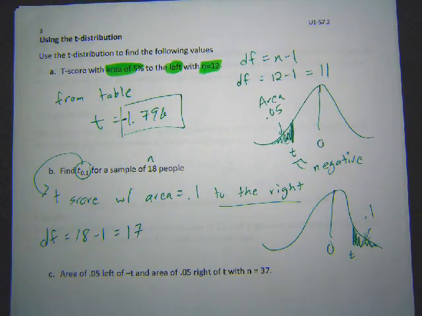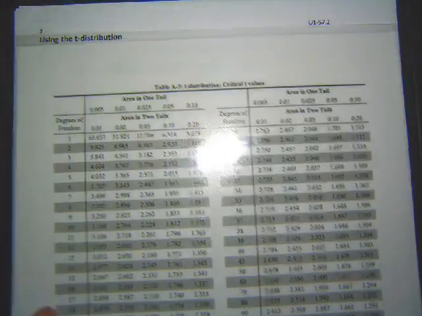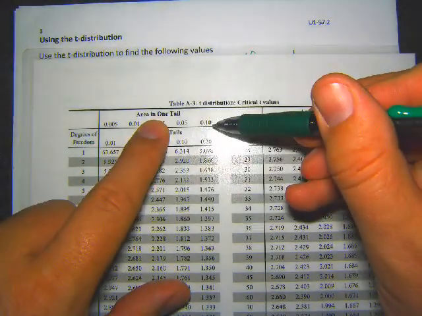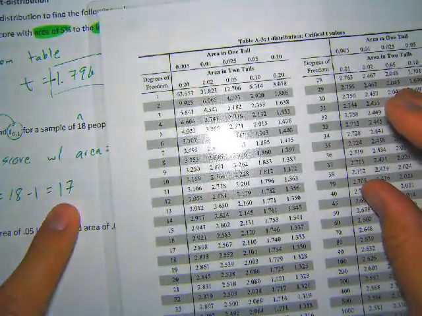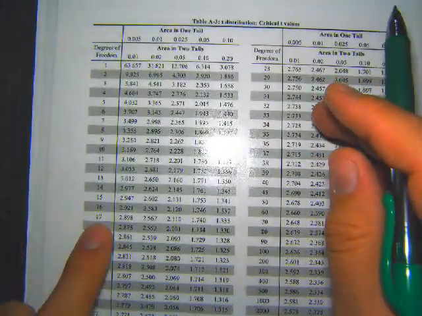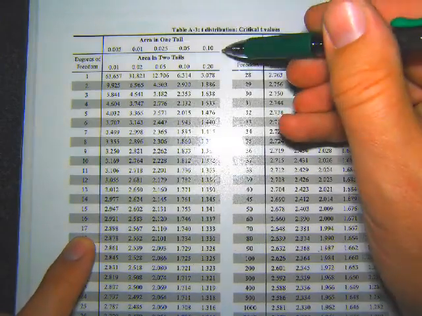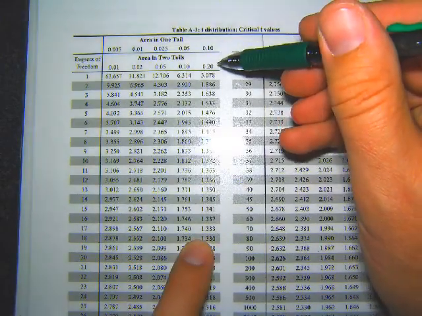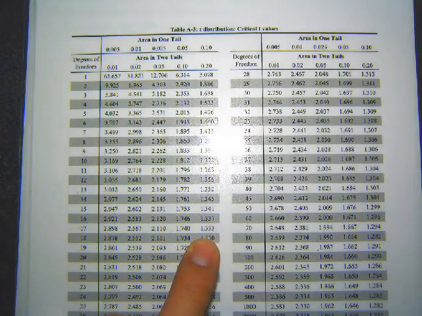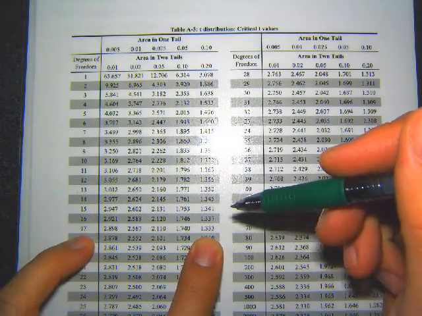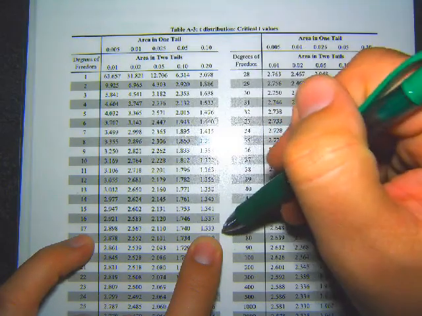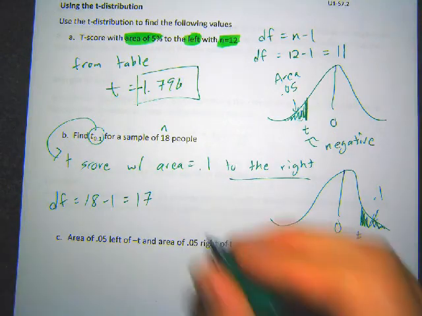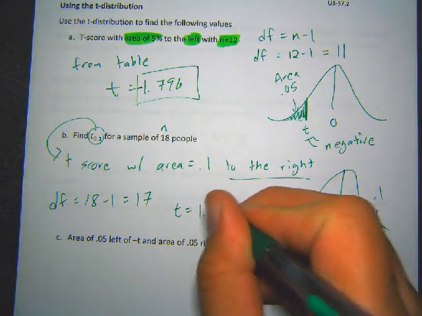And that will give it to us off the chart. So we're going to find the 0.1 and one tail, and we're going to find our 17 degrees of freedom. So we've got 17 degrees of freedom, 0.1 and one tail. I go to the right, I come down, and we see that the answer for this one is 1.333, because it's 17 degrees of freedom, and it's 0.1 and one tail. So the t-score is 1.333.